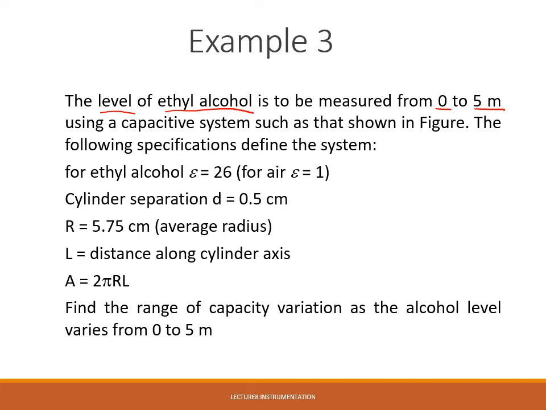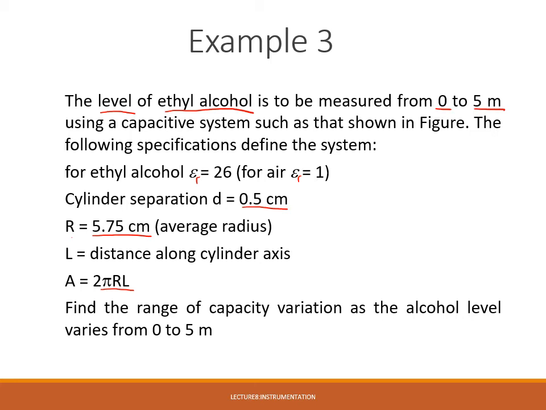Epsilon r for ethyl alcohol is 26, and epsilon r for air is 1. The cylinder separation, the distance, is 0.5 cm. The radius of the cylinder is 5.75 cm. L is the distance along the cylinder axis. The area is calculated by 2 pi R L, because this is a cylinder, so the area will be the circumference multiplied with the length.